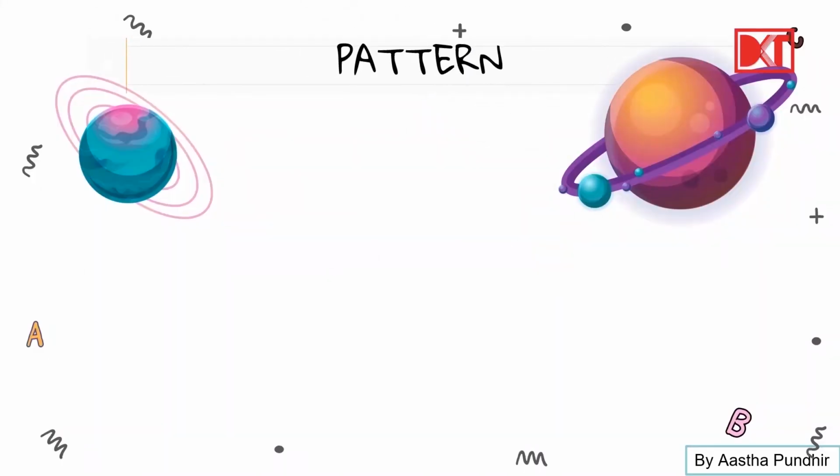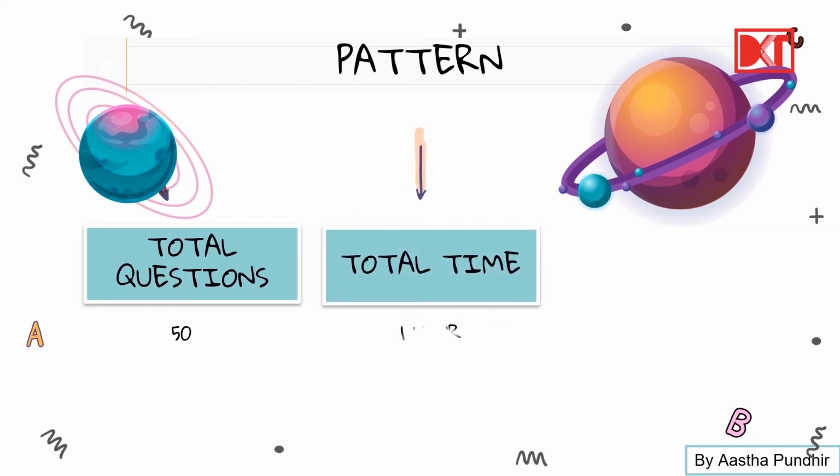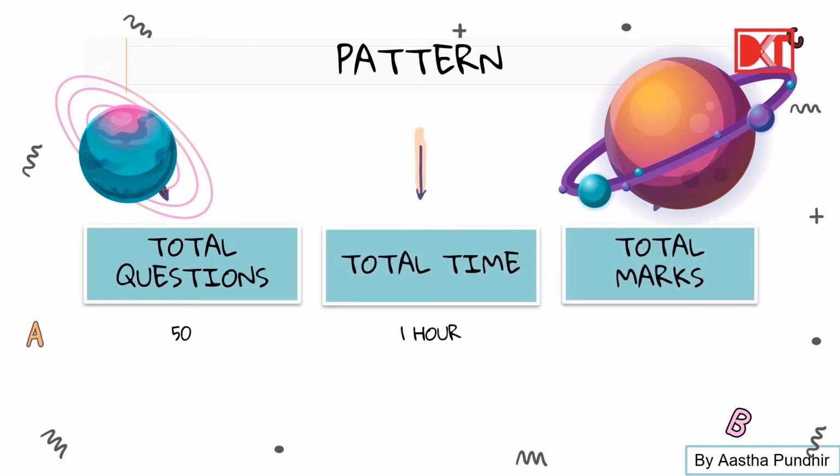Alright, so now we will be understanding the pattern for the IEO. Alright, so you are given a total of 50 questions. The time given to solve these questions is 1 hour, and the marks of these questions is 60 marks.